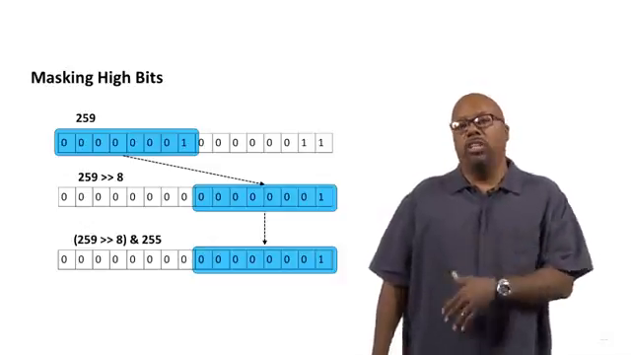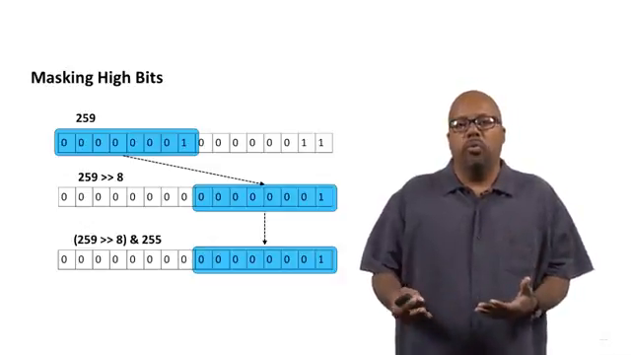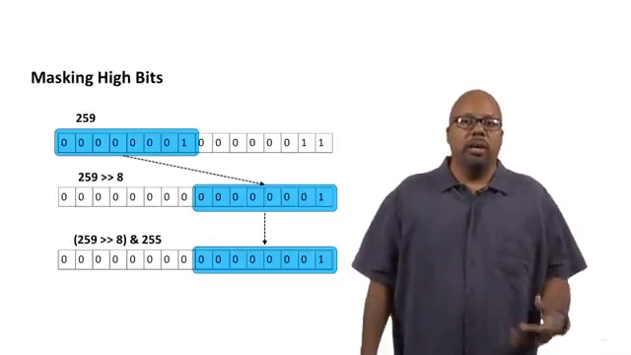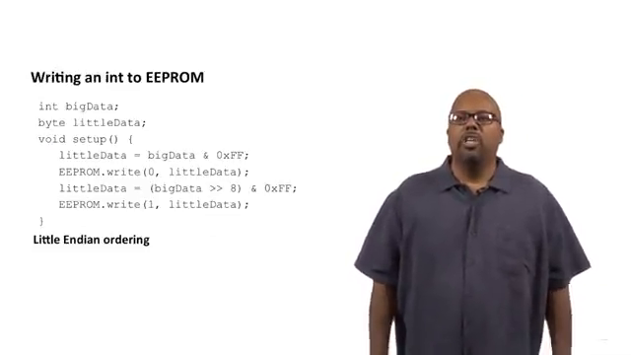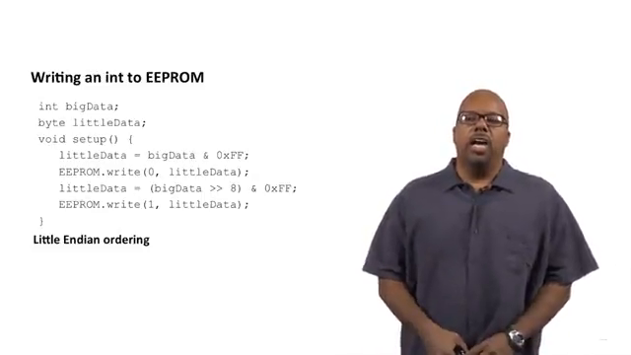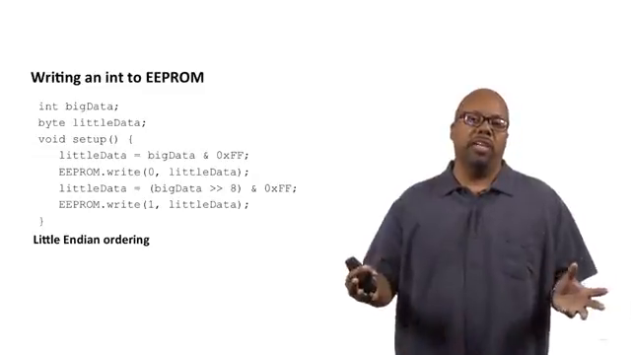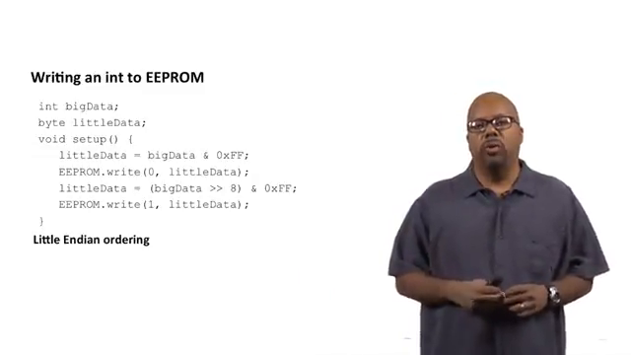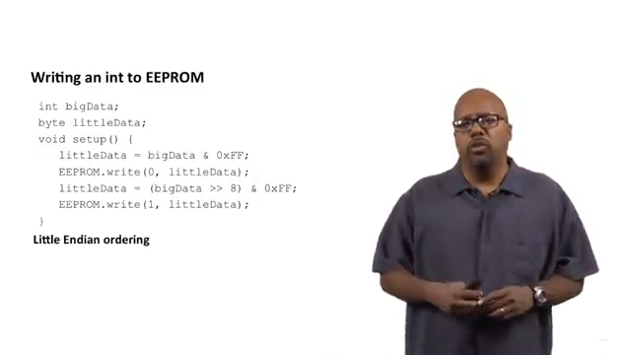And then at that point, you can take that number and do an EEPROM write and write that byte into EEPROM, and you'll write the byte correctly. So here's a little program that shows that going on. We start off with an integer. We'll call this big data, some integer, 16 bits, that we're interested in. And we want to write this into the EEPROM into an address.